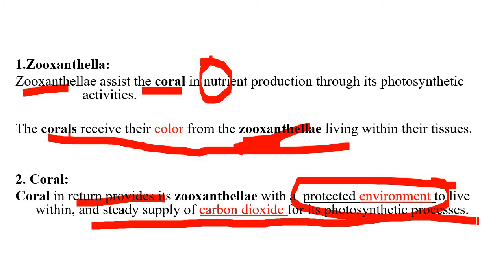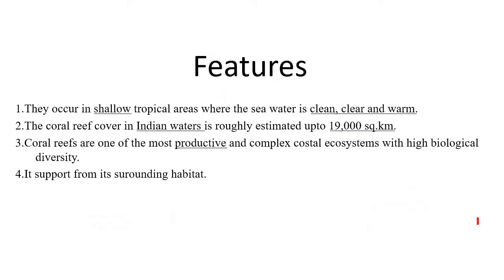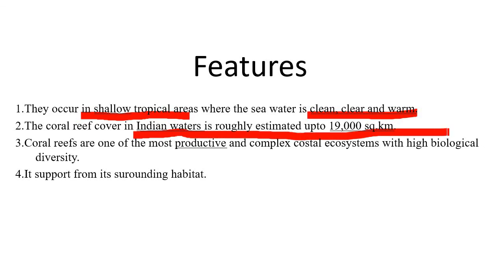Second, it supplies the carbon dioxide for photosynthesis to the zooxanthellae. The second feature: it occurs in shallow tropical areas. The sea water should be clean, clear, and warm. Third, it is available in Indian waters, roughly estimated at 19,000 square kilometers. Coral reef available in Indian water, 90,000 square kilometers.